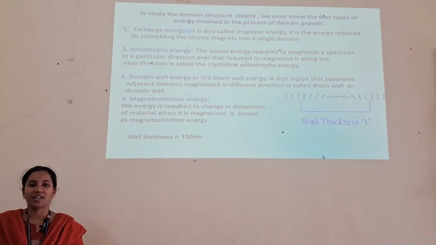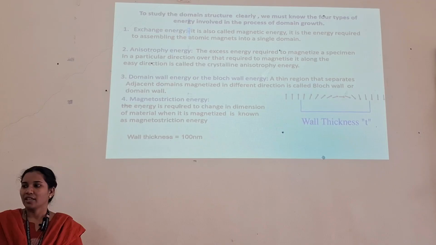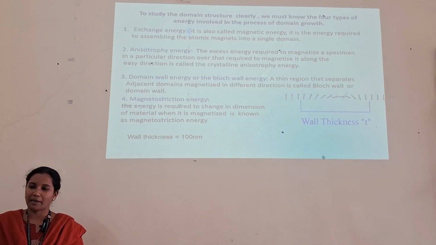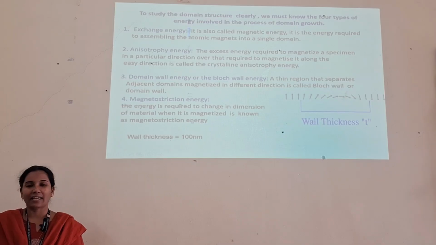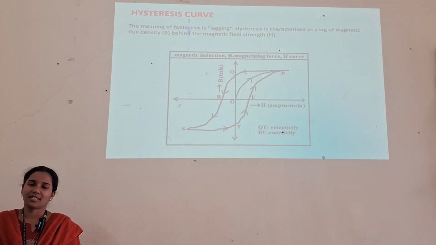Anisotropy energy: the excess energy required to magnetize a specimen in a particular direction over that required to magnetize it in the easy direction is called the crystalline anisotropy energy. Third one is domain wall energy. A thin region that separates adjacent domains magnetized in different directions is known as a Bloch wall or domain wall. Fourth one is magnetostriction energy: the energy required to change the dimensions of a material when it is magnetized is known as magnetostriction energy. Next one is the hysteresis curve.